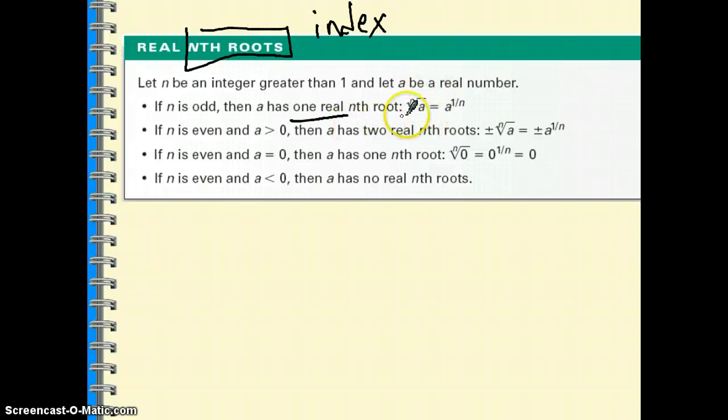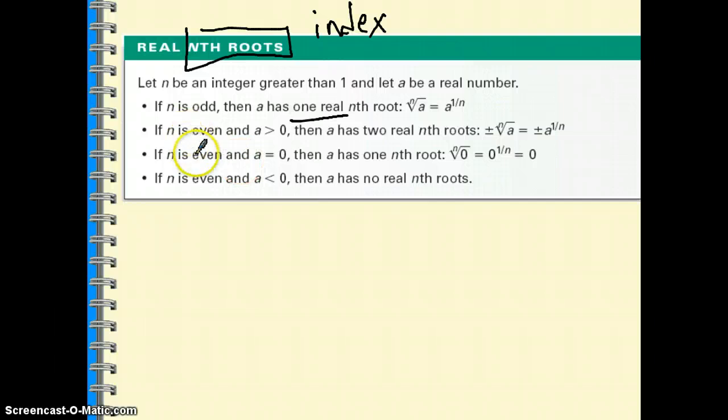Now, if you're wondering where this rational notation comes from, there is a simple yet elegant proof on page 401 of your textbook. I'm not going to go over it right now. If you have questions, you can ask me in class, or you can review it on your own. But there is a proof of why this is true. So if n is odd, there's one real root.